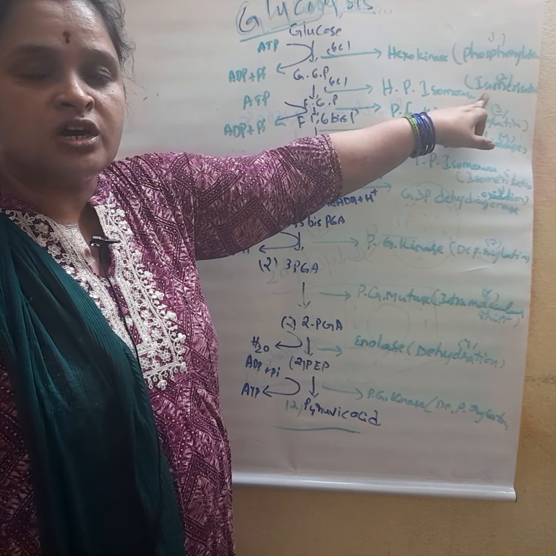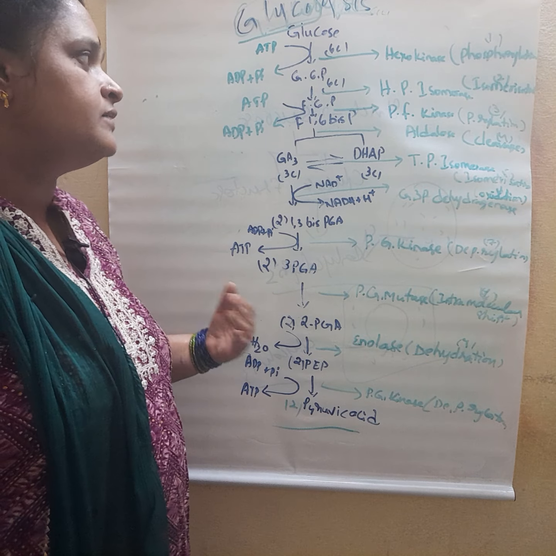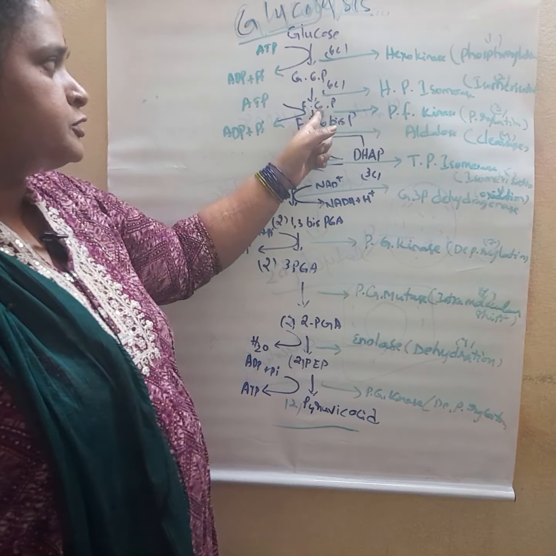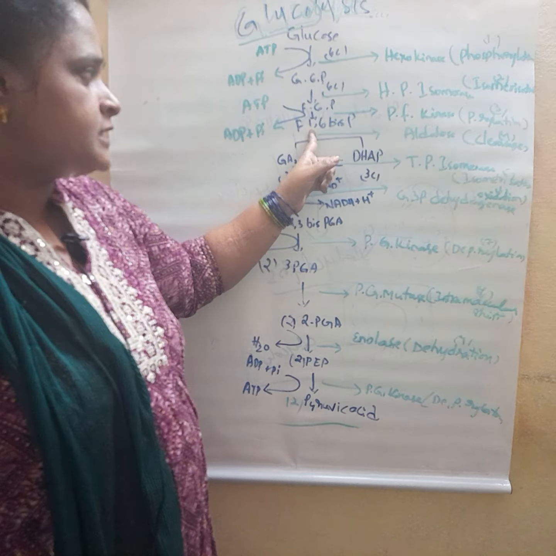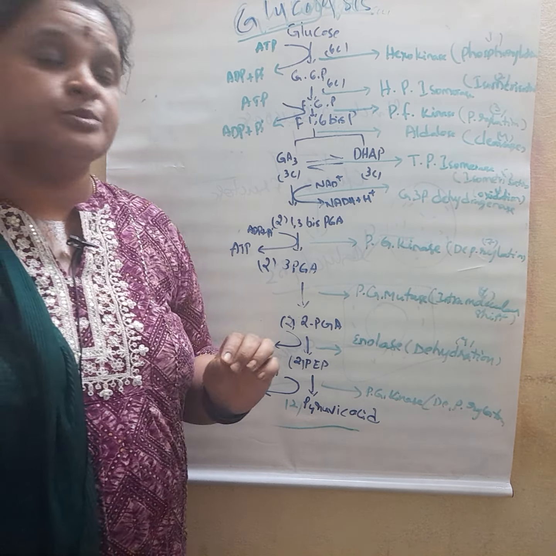And this reaction is called isomerization. Next, this fructose 6-phosphate is converted into fructose 1,6-bisphosphate. Already at the 6th position a phosphate is there. One more phosphate is added at the 1st position. So it is called fructose 1,6-bisphosphate.